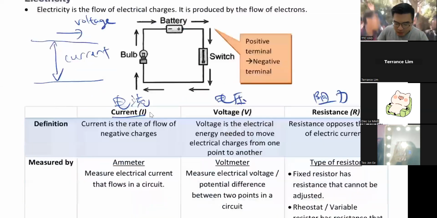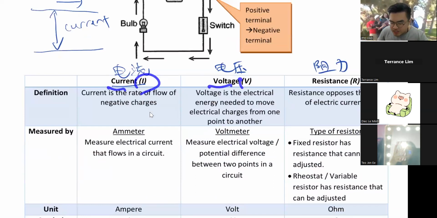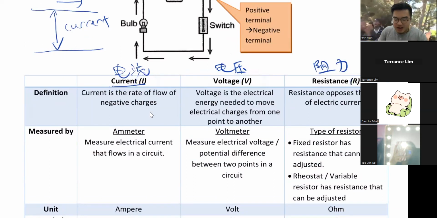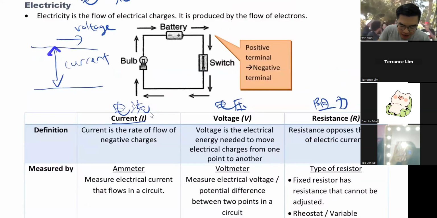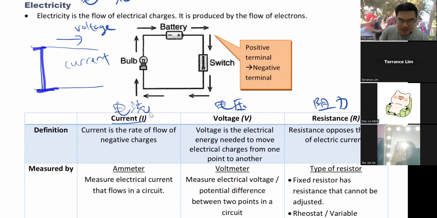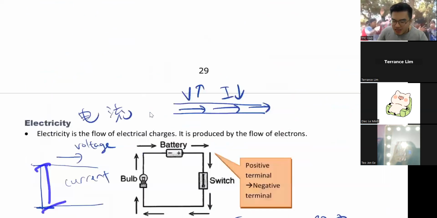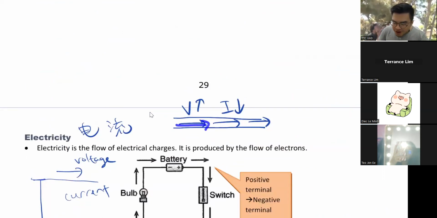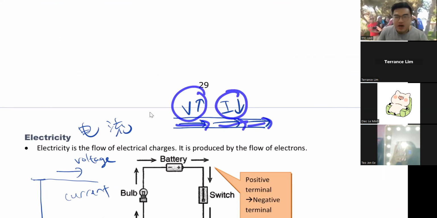Oh, by the way, this is the symbol. Current is I, voltage is V, resistance is R. Why is current I? Don't ask me, but very easy to understand. When I measure my current, I do it like this. The width of the river is like this. So you see, current is I. If this is a very fast and narrow river, high voltage, low current.